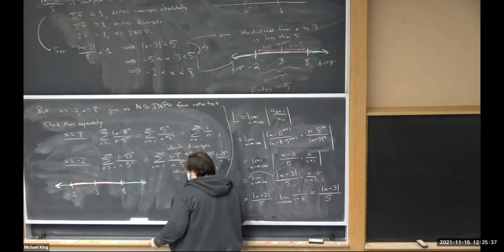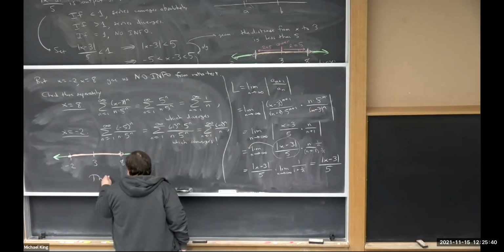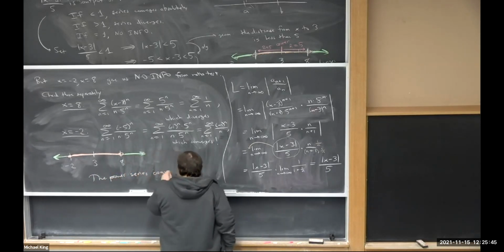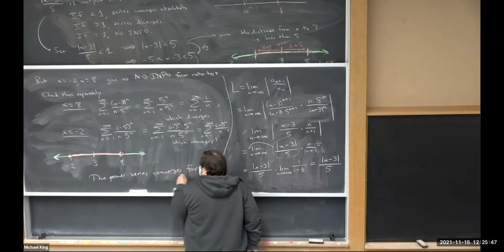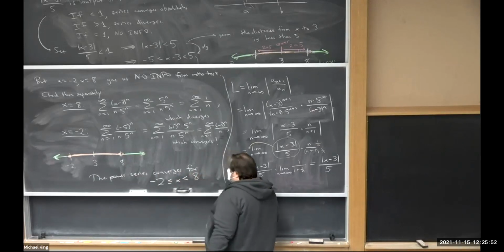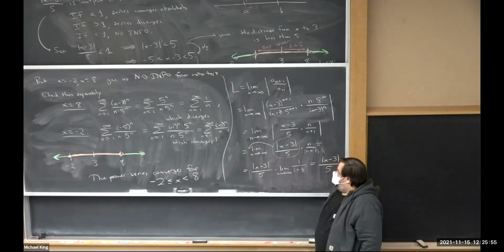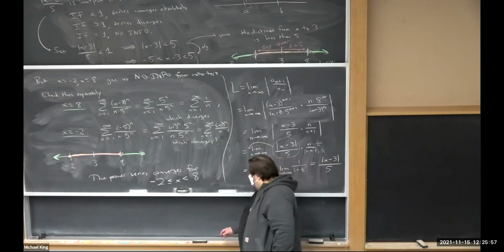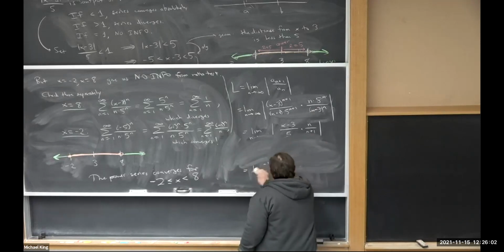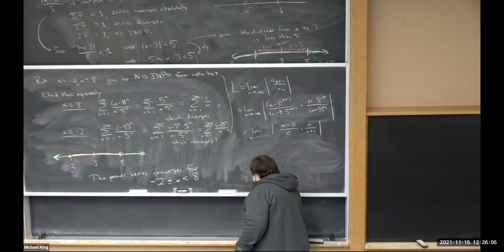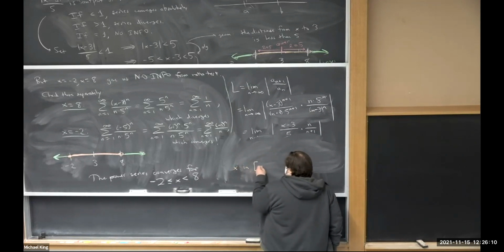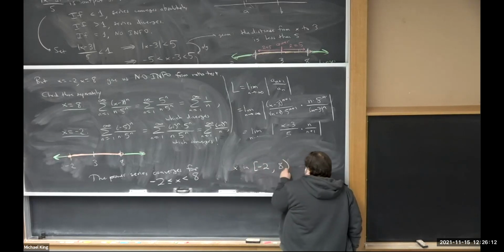So the power series converges for -2 less than or equal to x, strictly less than 8. Some books will also write this as, for x in the half closed, half open interval.